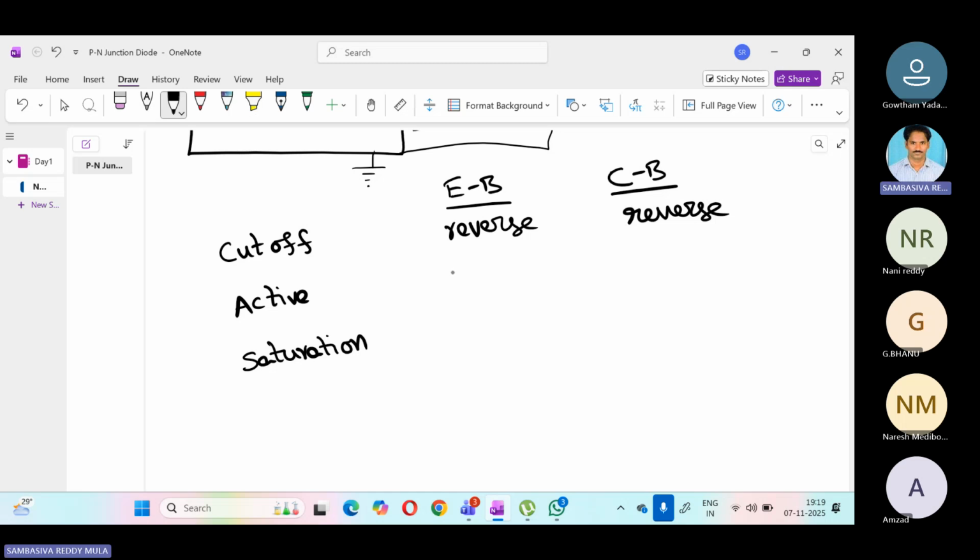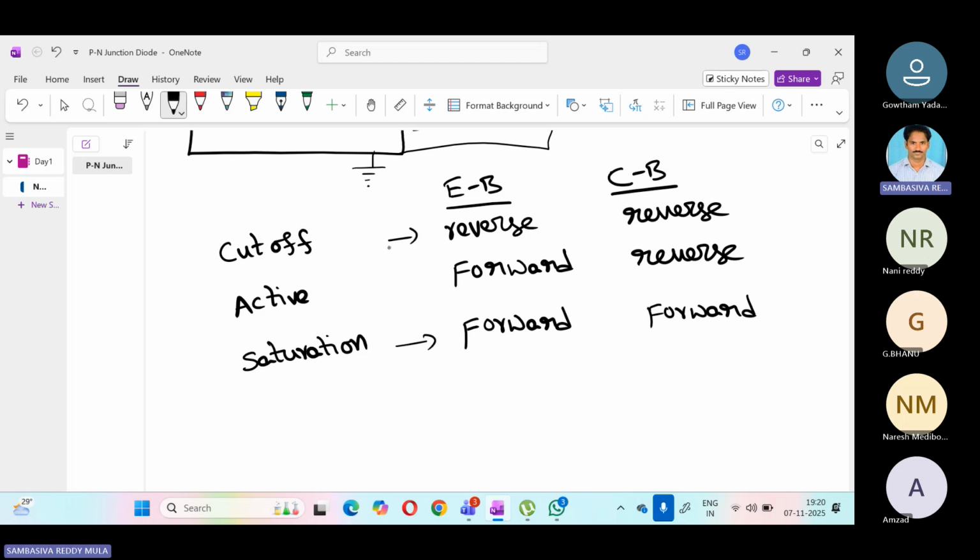When the transistor is in the active region, emitter to base is forward biased and collector to base is reverse biased. When emitter to base is forward biased and collector to base is also forward biased, then the transistor will be in the saturation region. Both forward, then saturation. Both reverse, then cutoff region. Active region means emitter to base is forward biased and collector to base is reverse biased.